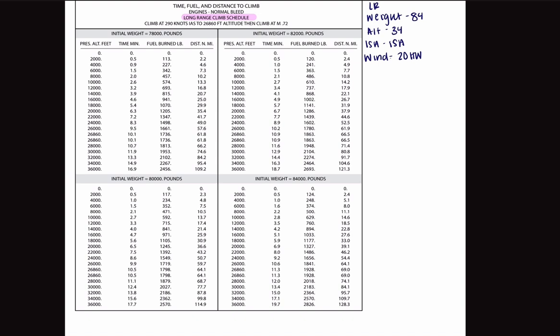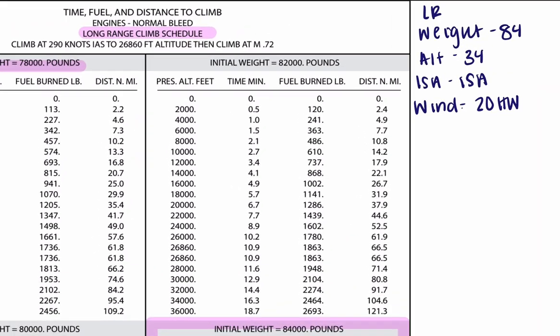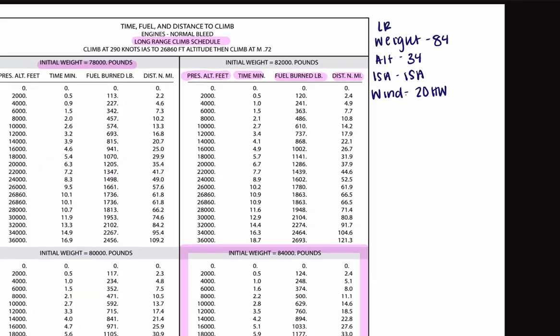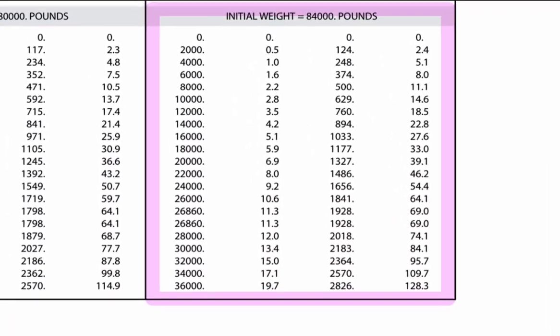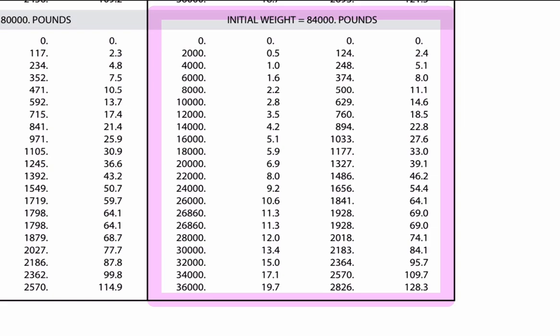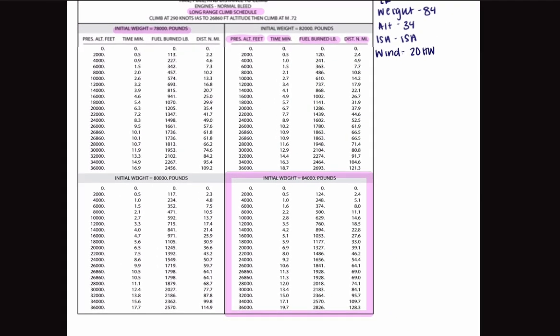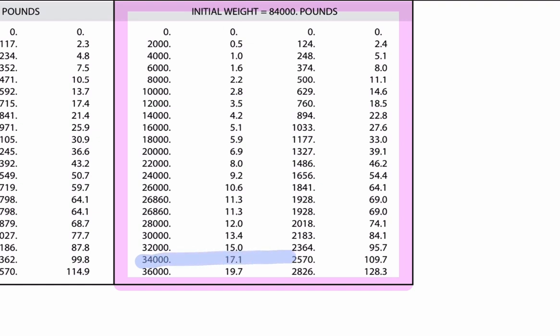And first, we need to figure out what box we're going to be using. And this is based on the weight. So we know our weight is 84,000 pounds, which means we're going to be using this bottom right-hand box. We'll just highlight that. And then you can see up at the top that it says pressure altitude, time, fuel burned, and distance. So we know that we're going to be using that pressure altitude of 34,000. So coming down here, we are going to be using 34,000, so we're going to go ahead and highlight that.